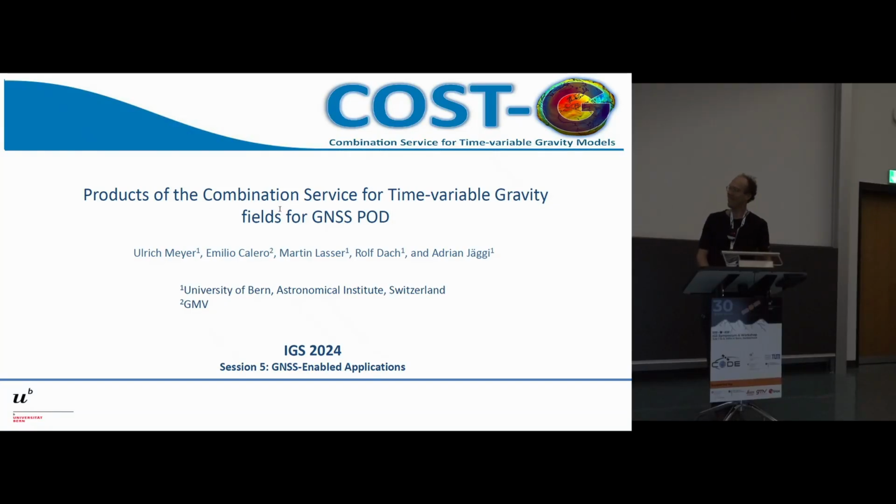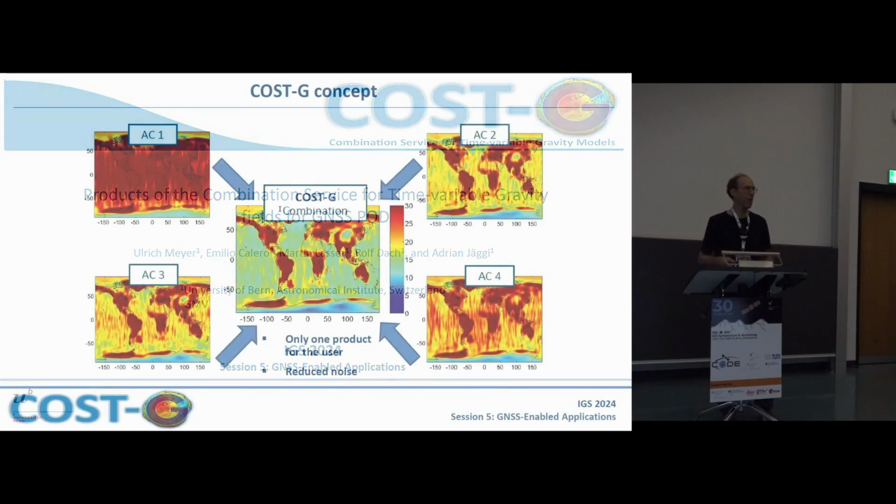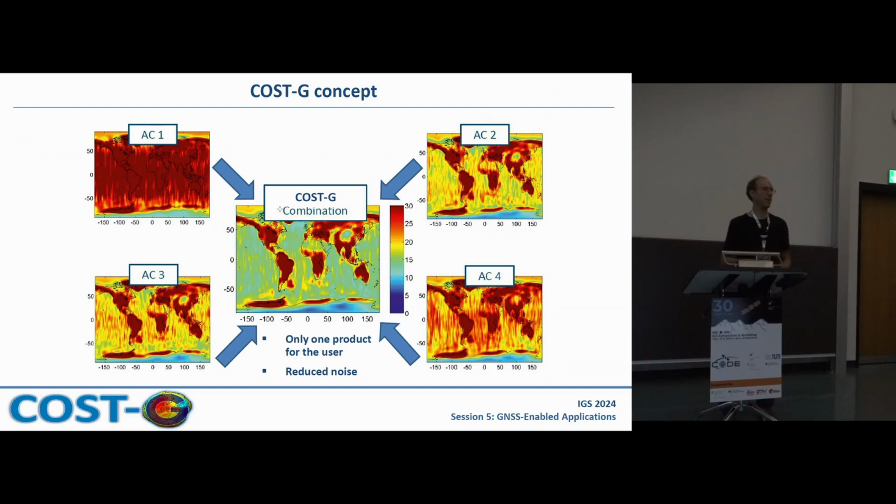I would like to take the opportunity to advertise our products of the combination service for time-varying gravity fields. COST-G is a product center of the International Gravity Field Service of the IAG. It was inaugurated in 2019, so it's a bit younger than the IGS, but I hope to welcome you all to our 30th anniversary in 25 years, hopefully also back in Bern.